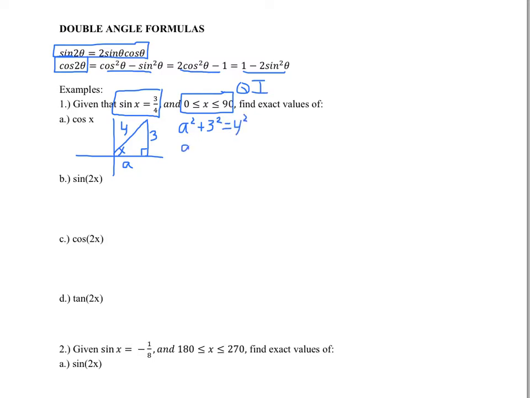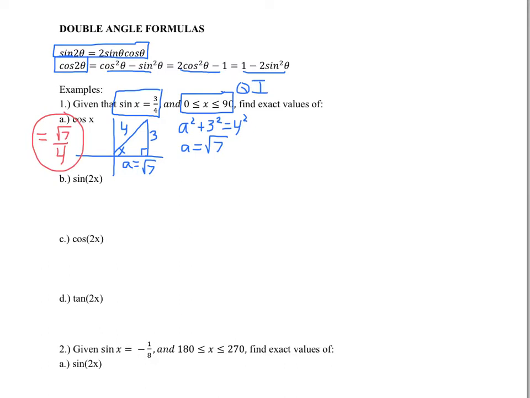You don't need to show all the steps. We know we're going to have 9 plus A squared equals 16. Subtract over that 9. A squared would equal 7, and then A would be the square root of 7. Okay? So this adjacent side is root 7. So that makes the cosine of our angle the square root of 7 over 4. Okay? So again, we haven't actually found the angle. We just know that the cosine of that angle, whatever it is, is the square root of 7 over 4.